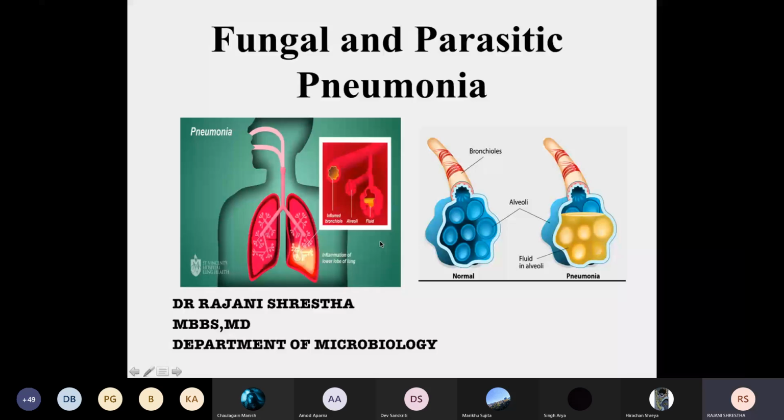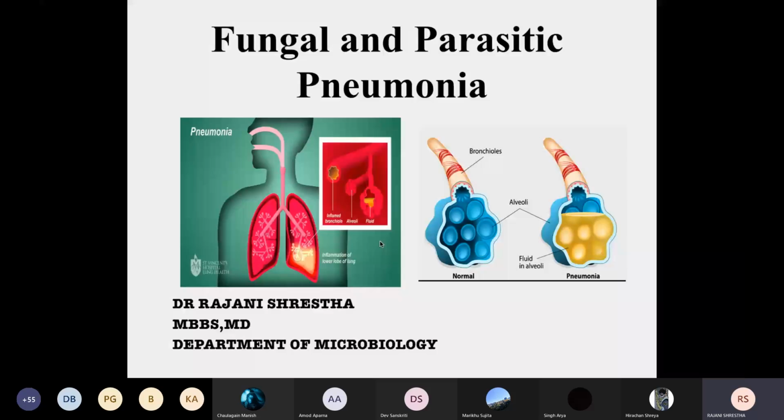So what are the bacterial agents causing pneumonia? Streptococcus pneumoniae. Okay, any other? Streptococcus viridans. Okay. So today I'll be talking about fungal and parasitic pneumonia. The causative agents, the fungus as well as the parasite, can also cause pneumonia.